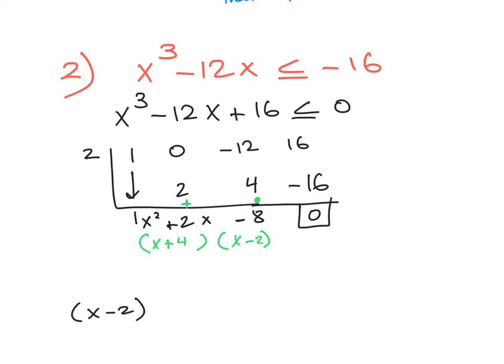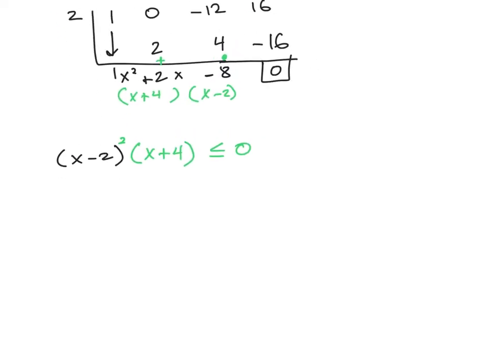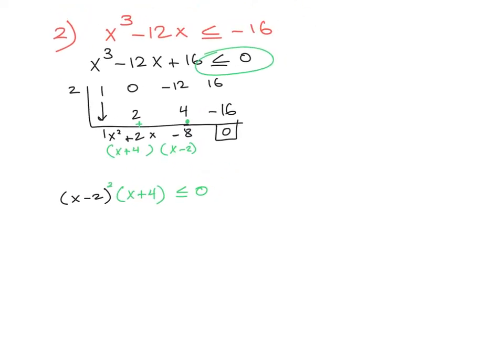So that means that the factor x minus 2 is considered twice, so I need to remember to put a power 2 on top of it. And the second factor is x plus 4. And remember, the inequality is less than or equal to 0. So before I think about the inequality, I need to sketch this graph. So the root is 2 with a multiplicity of 2 and -4 with a multiplicity of 1.